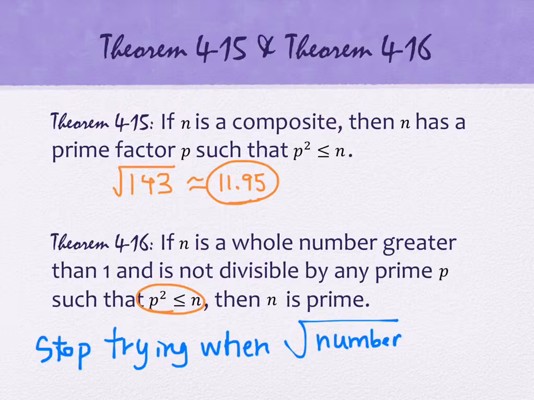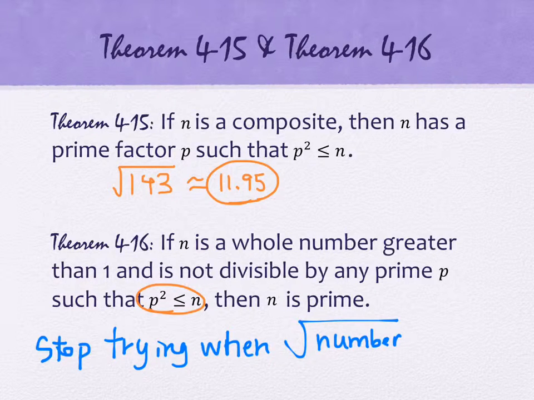The example that I gave was the number 143. If we wanted to know if 143 is divisible by anything, that is, if it's prime or composite, we can take the square root. We get 11.95, roughly. And we can test all the prime numbers that are smaller than that, and that's all we need to test. So we could test 2, 3, 5, 7, 11.